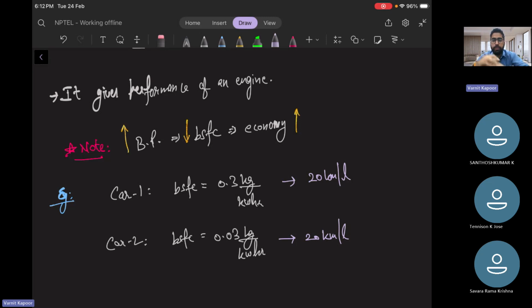So Santosh, what do you think? Which engine will be better? The second engine. Okay, why? Because it takes a very small amount of fuel for the same power. But both the engines are giving the output of the mileage as 20 kilometers per liter. Now, why still are you saying that the second engine will be better?